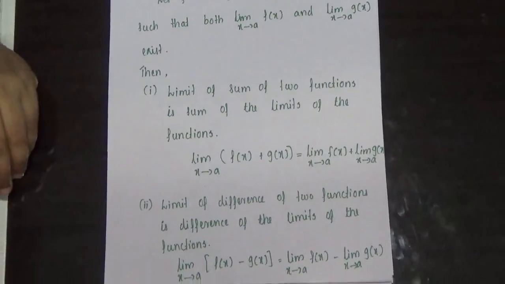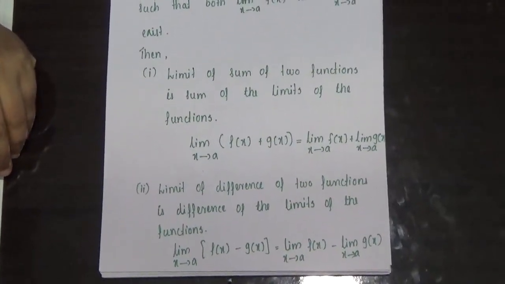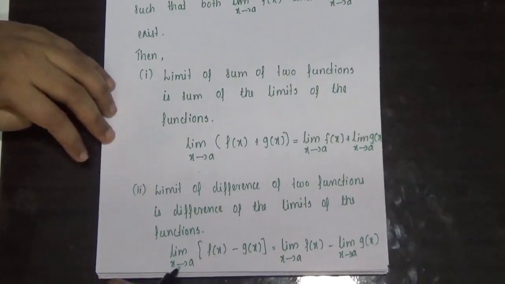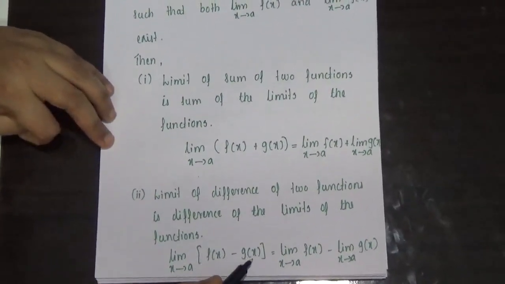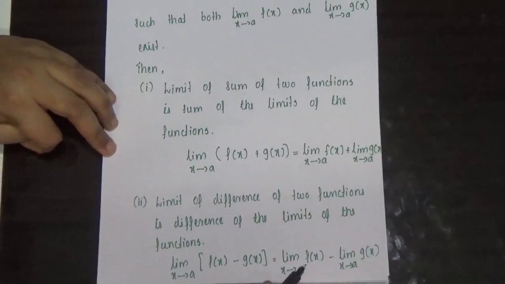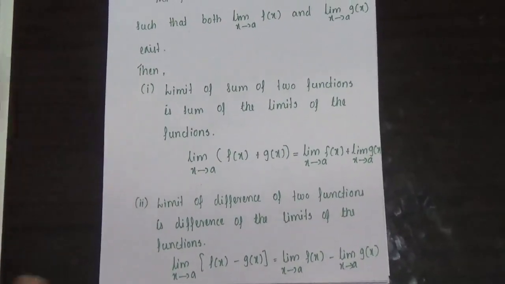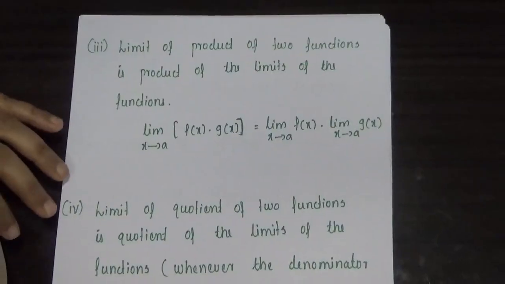രണ്ടാമത്തത്, limit of difference of two functions is difference of the limits of the functions. Limit x tends to a f of x minus g of x is limit x tends to a f of x minus limit x tends to a g of x. Next operation, product of two functions.